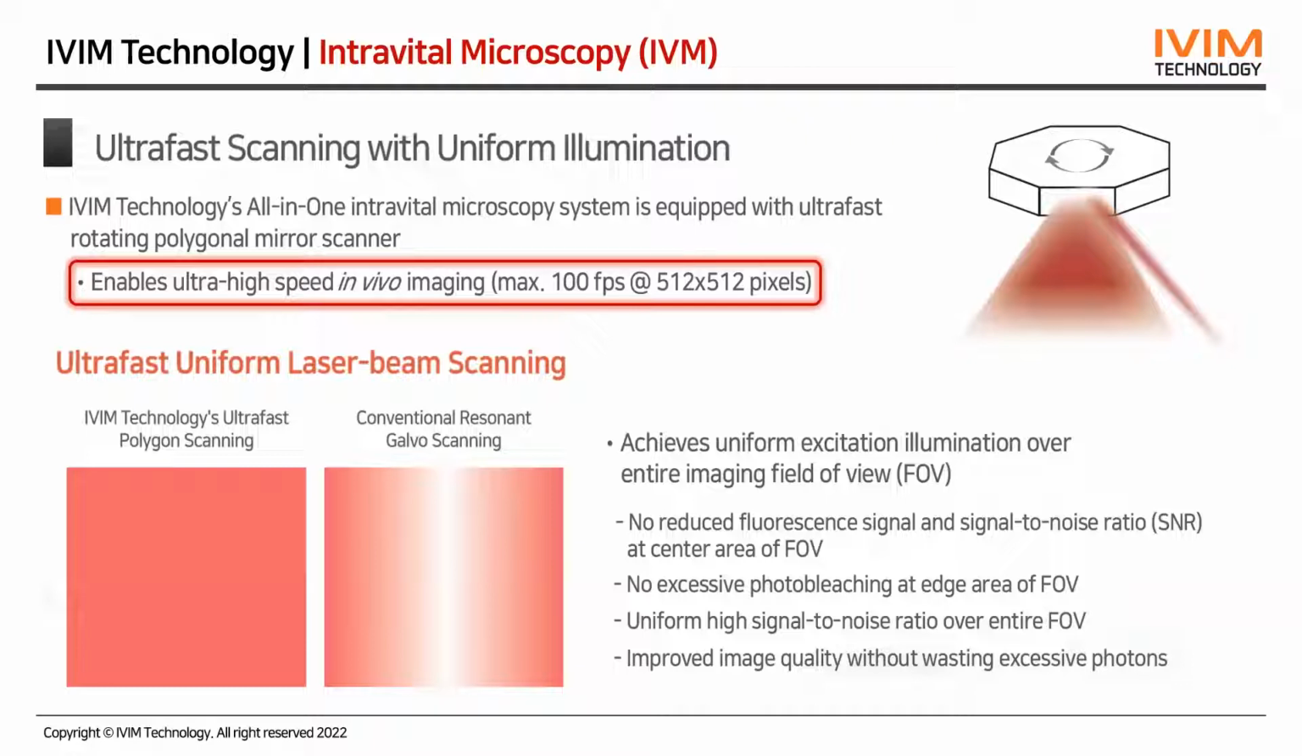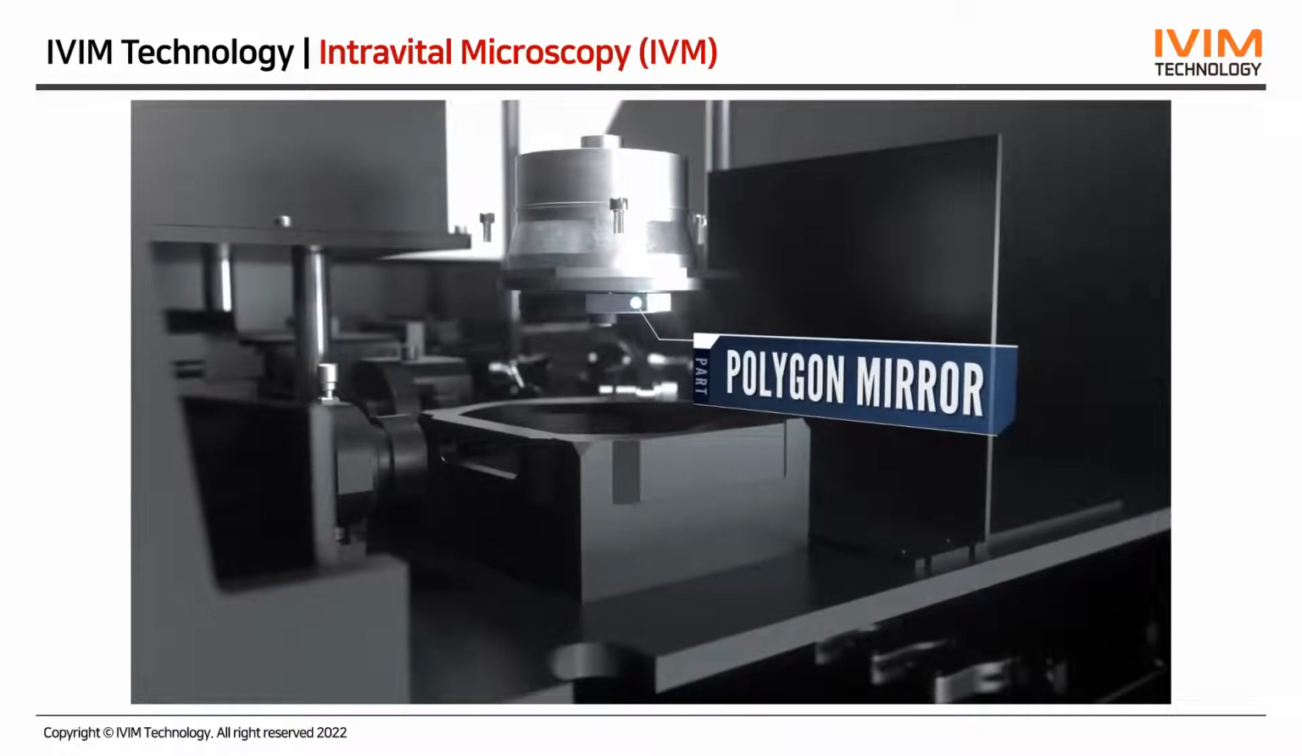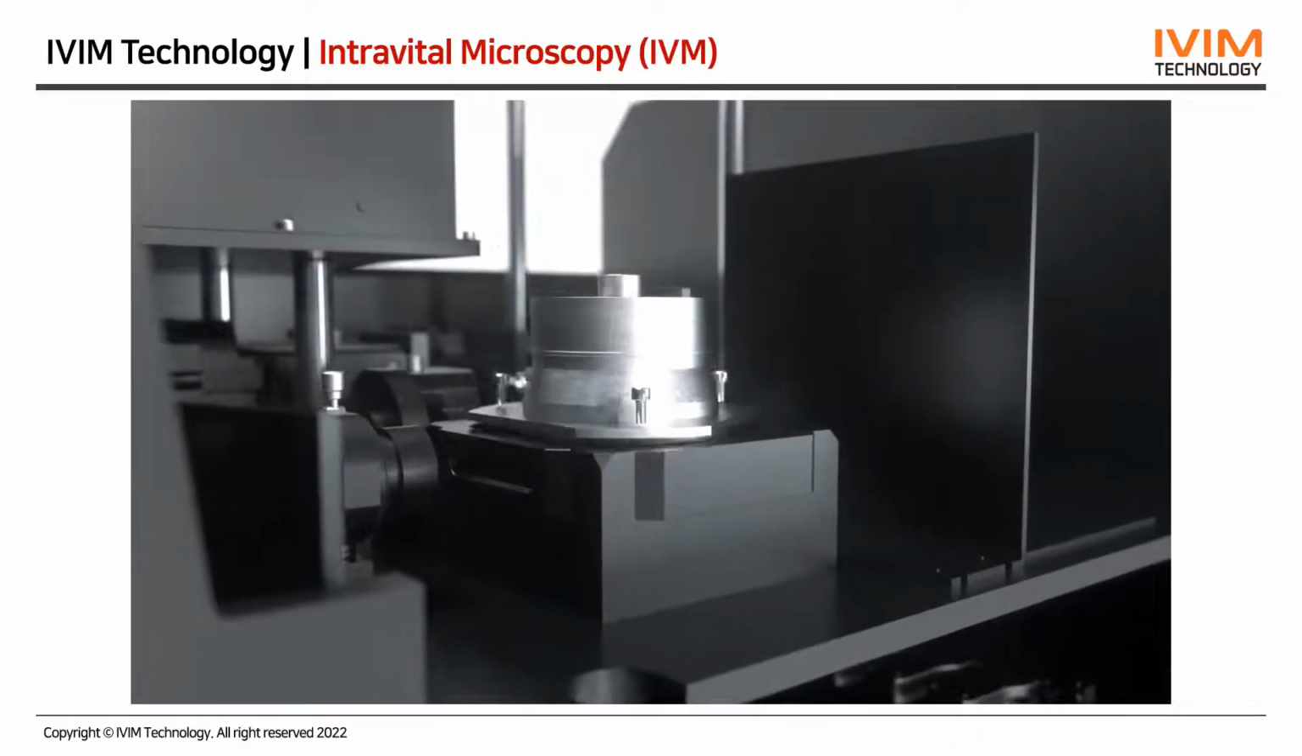artifact. Otherwise, other competitors usually have a galvano scanning system, which cannot get uniform excitation due to the unstable scanning speed of the resonance scanner over the entire imaging field. Also, it has limited scanning speed. This is the polygonal mirror set assembled in every product line of IVIM.